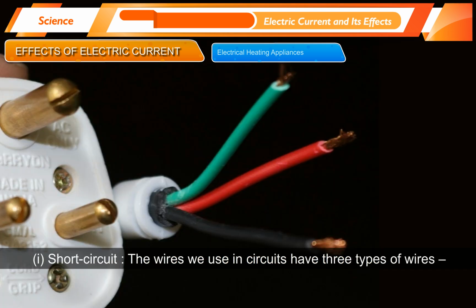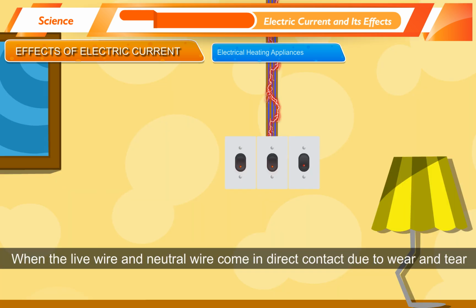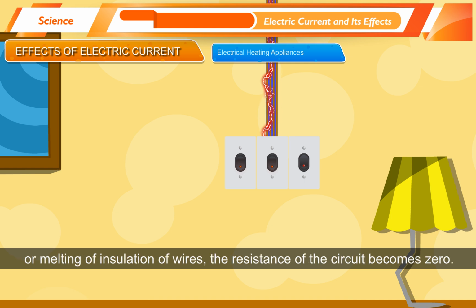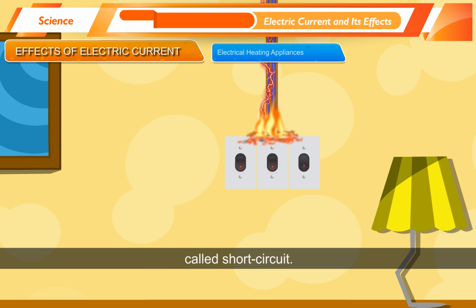Short circuit. The wires we use in circuits have three types of wires: live wire or red wire, neutral wire or black wire, and the earth wire or green wire. When the live wire and neutral wire come in direct contact due to wear and tear or melting of insulation of wires, the resistance of the circuit becomes zero. As a consequence, very large current flows through the circuit. This condition is called short circuit.